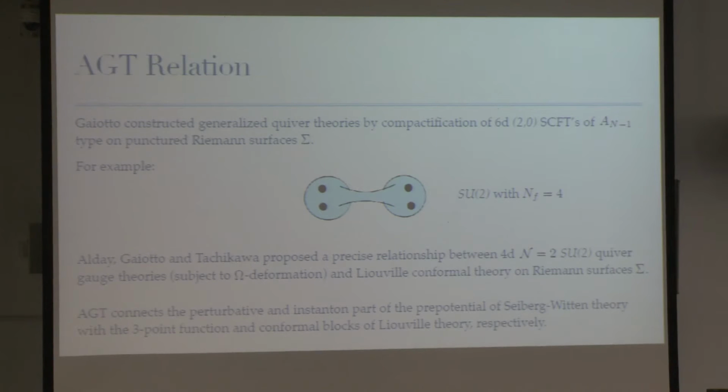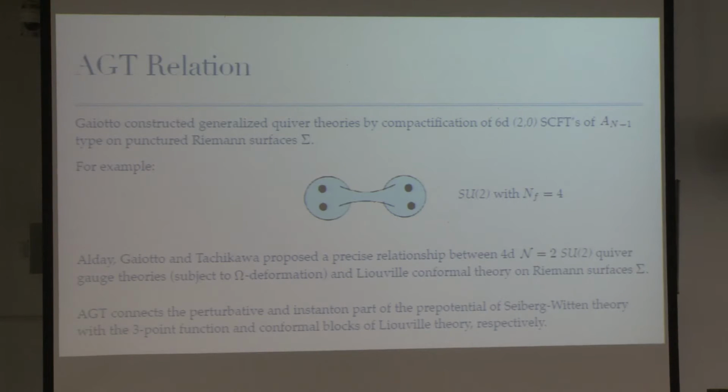So Gaiotto constructed these generalized quiver theories by compactifying the twisted 6-dimensional (2,0) theories of A_{n-1} type on a punctured Riemann surface. And here I'm just going to restrict to when you have only SU(2) theories, when we have A1 type. And as a prototypical example, I've chosen SU(2) with 4 flavors. So that will be the sphere with 4 punctures.